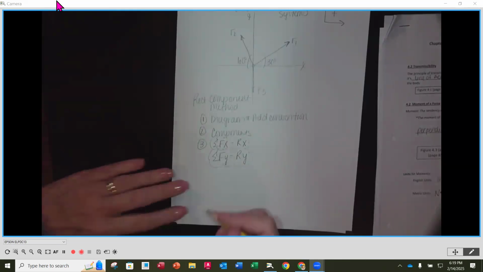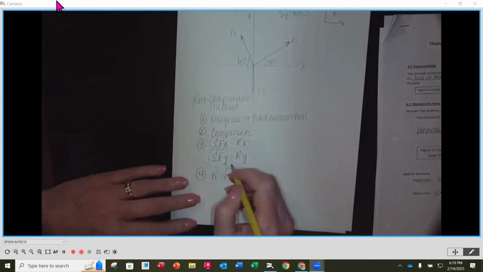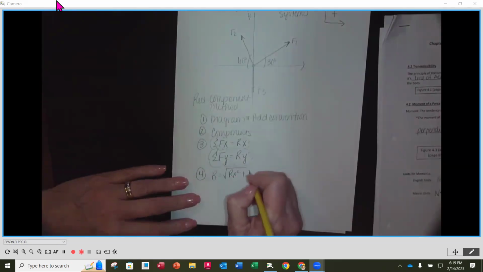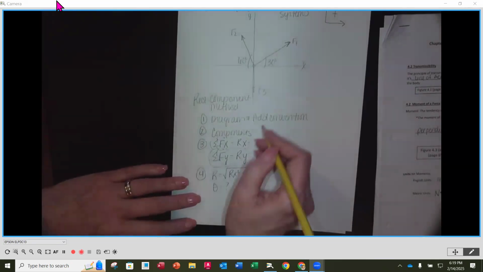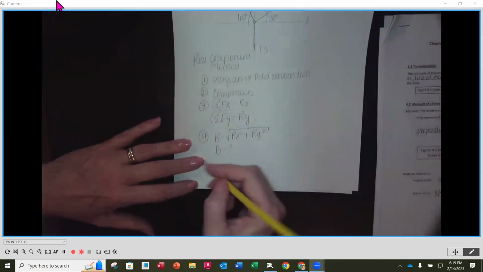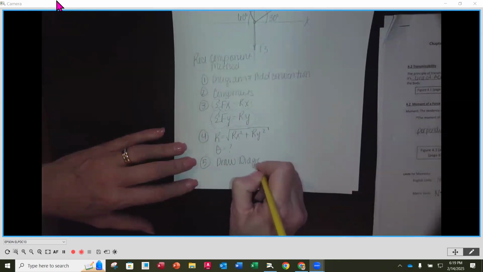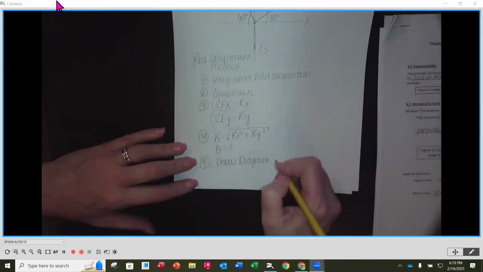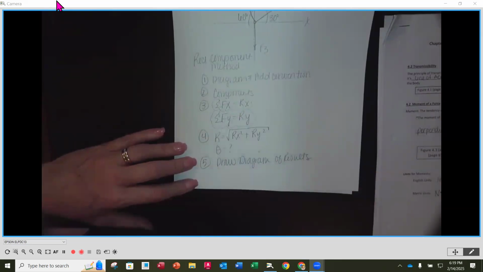Right. Then your step number 4 is you're going to find your resultant. It's going to be equal to the square root of the RX squared plus the RY squared. Okay. You're also going to find theta. That's going to locate it with respect to horizontal or vertical axis. And then you are going to draw me a diagram, okay, of your results. That lets me know that when you calculated the resultant and the angle, you know where it's at, okay?